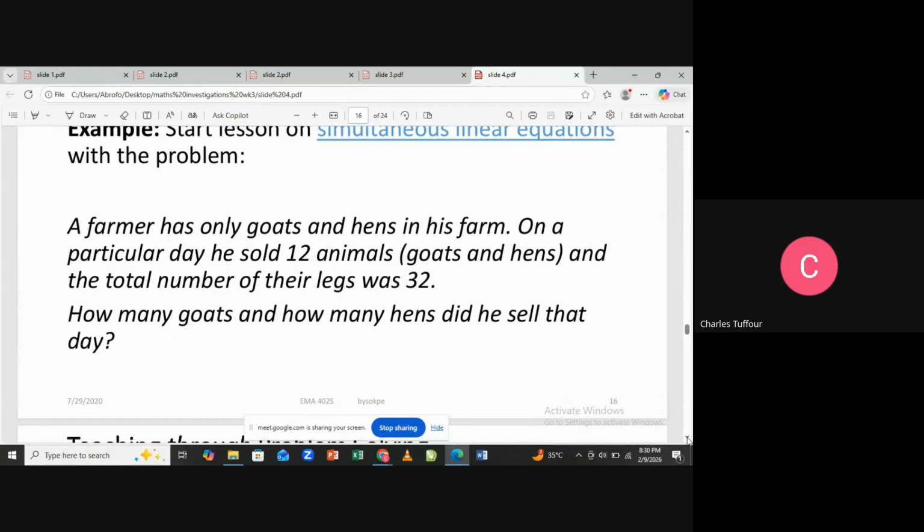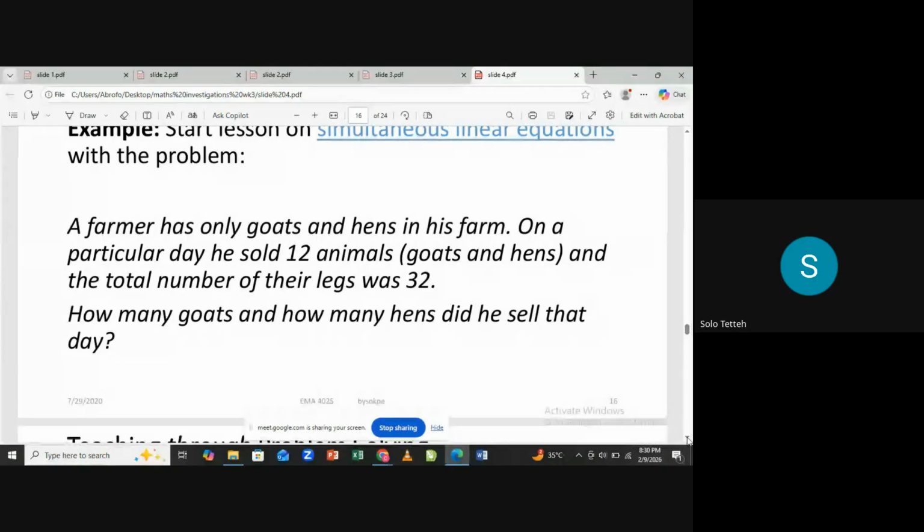If I begin the class like this, I am using teaching through problem solving. Are you okay? Help me to form two simultaneous equations. A farmer has only goats and hens. The first equation will give us goats and hens. On a particular day, he sold 12 animals, so G plus H is equal to 12.